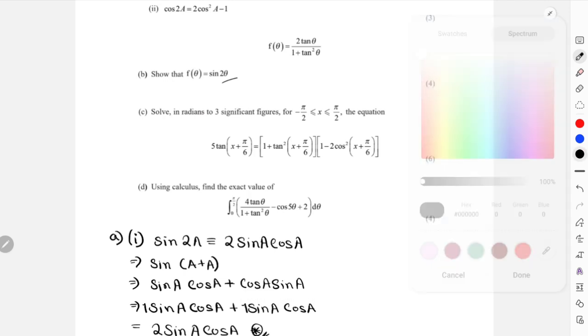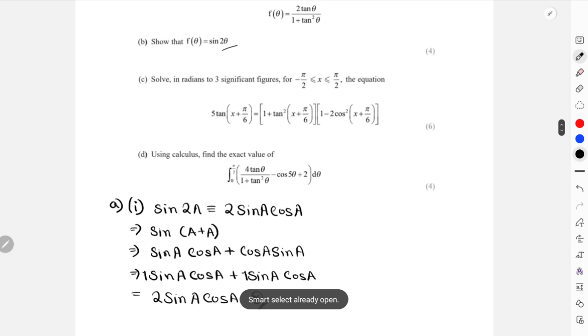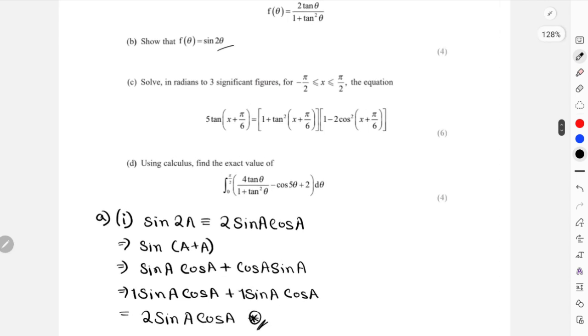Wait, why is this smart select on again? Wait 1 minute. No problem, I can remember this equation.